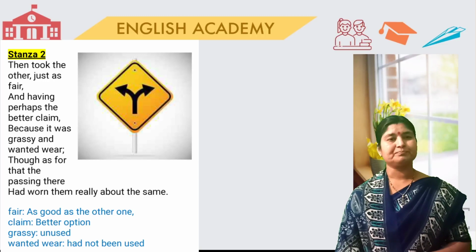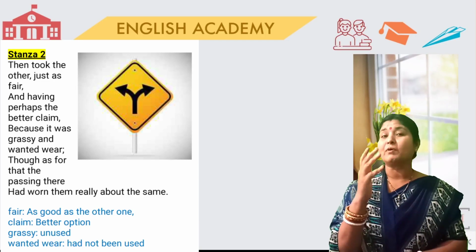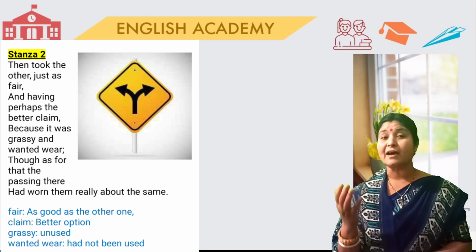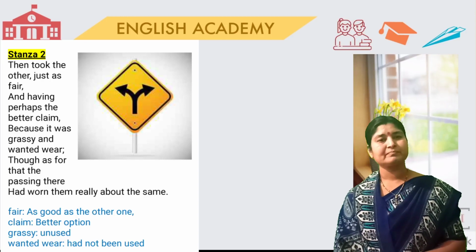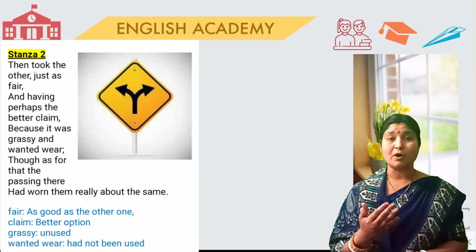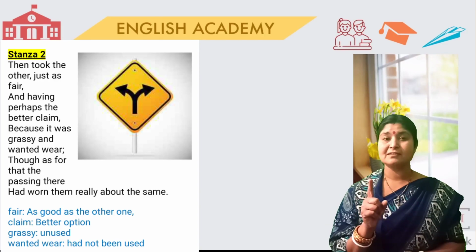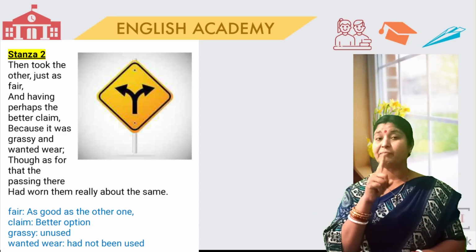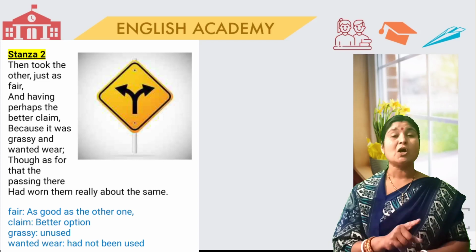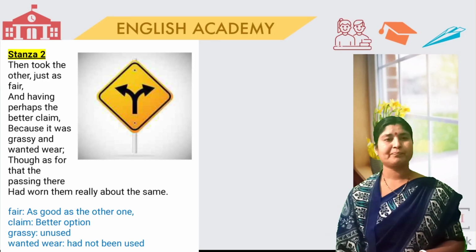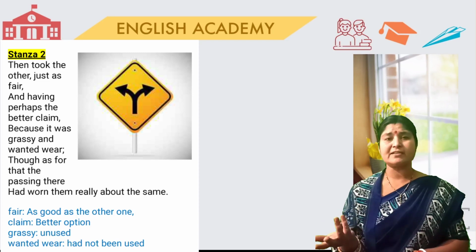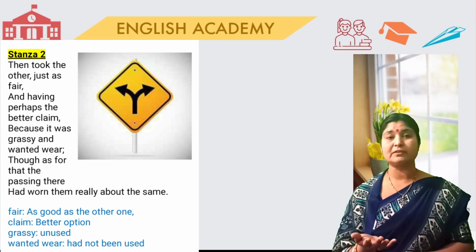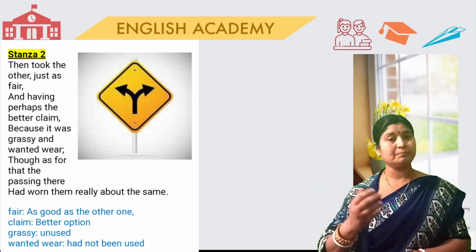So in the second stanza, the poet kept on looking at one path for a long time to check whether it is the right path for him or not. And then he decided and started walking on another path because he felt that both paths were equally good. He says, just as fair. So he felt that both paths were equally good and started walking on one of them.